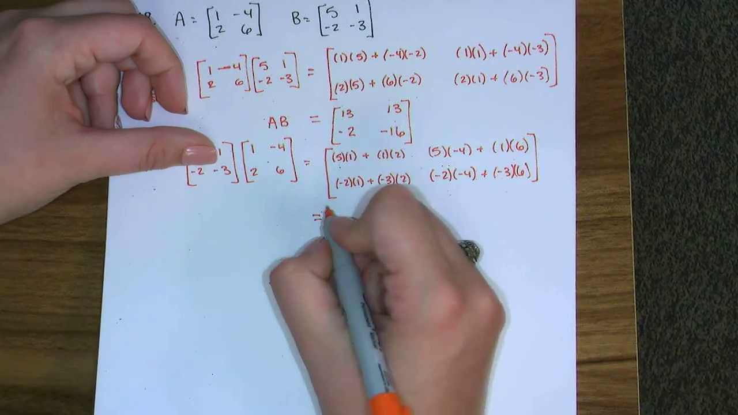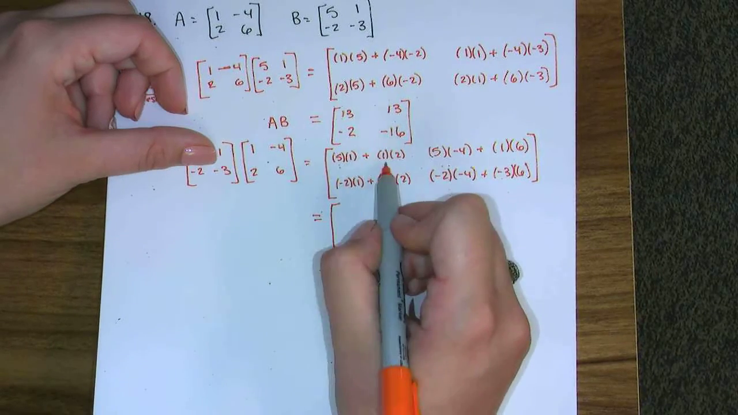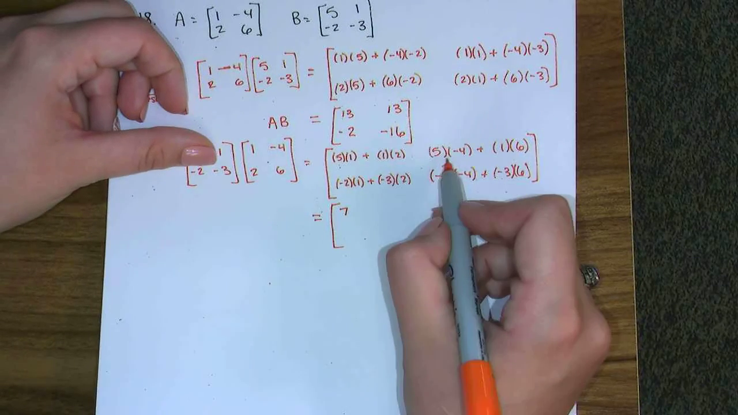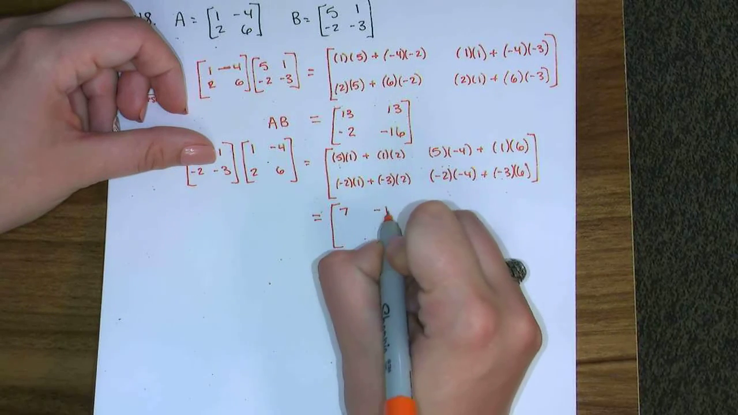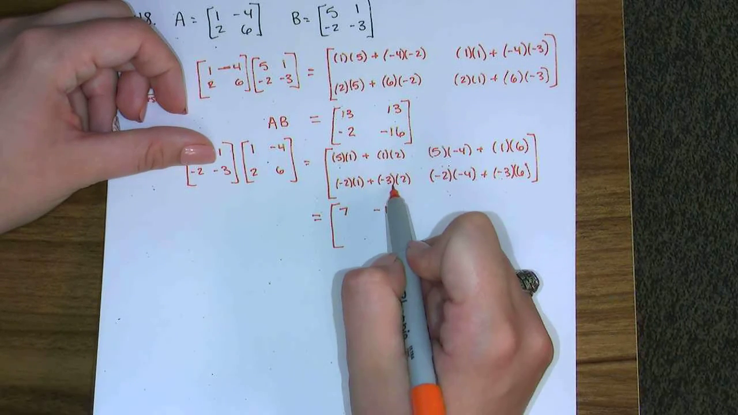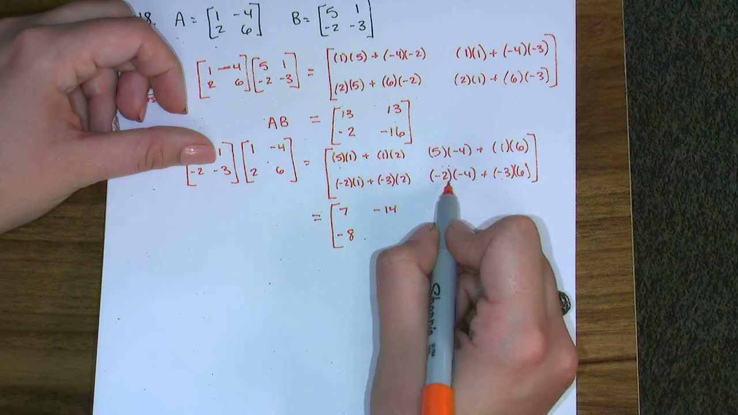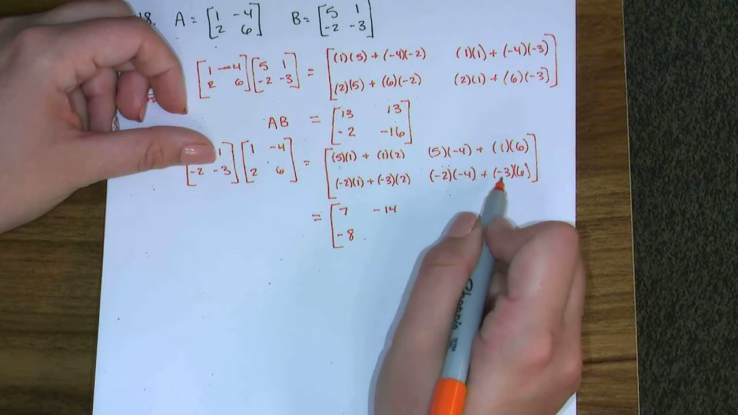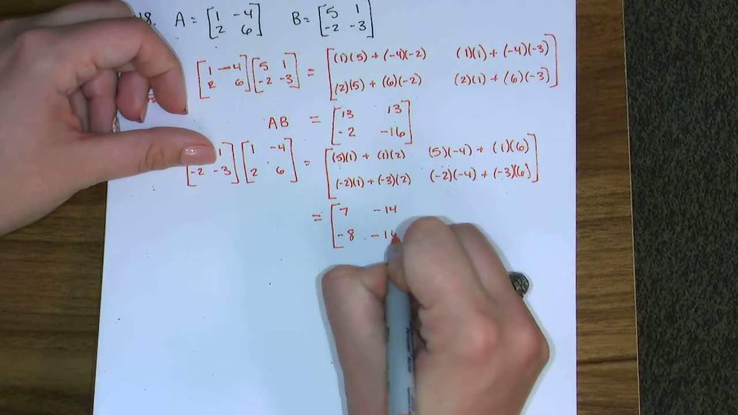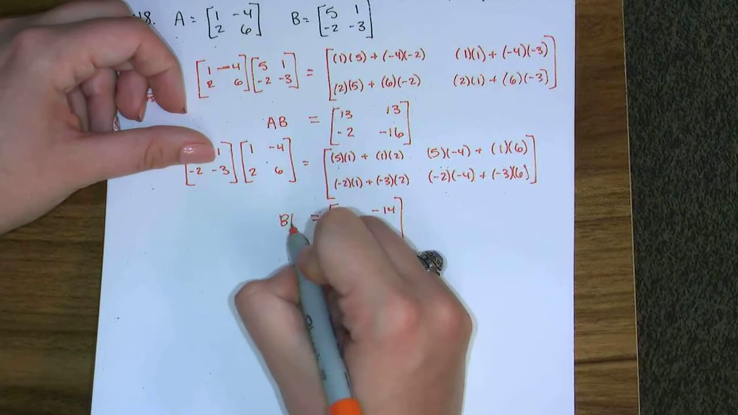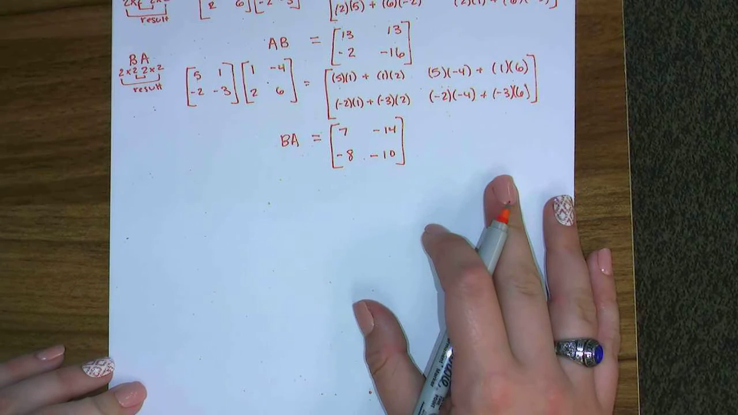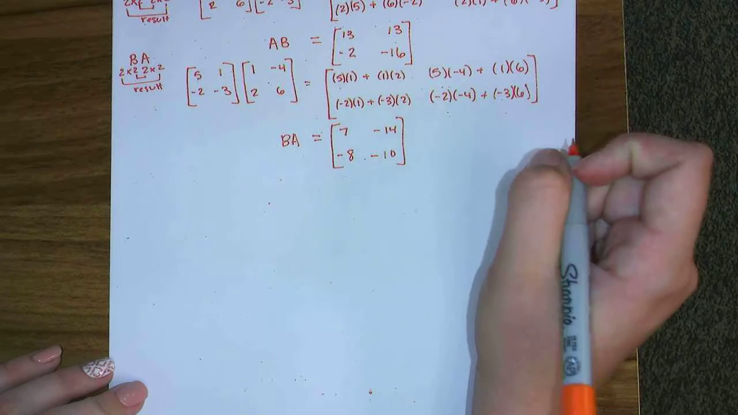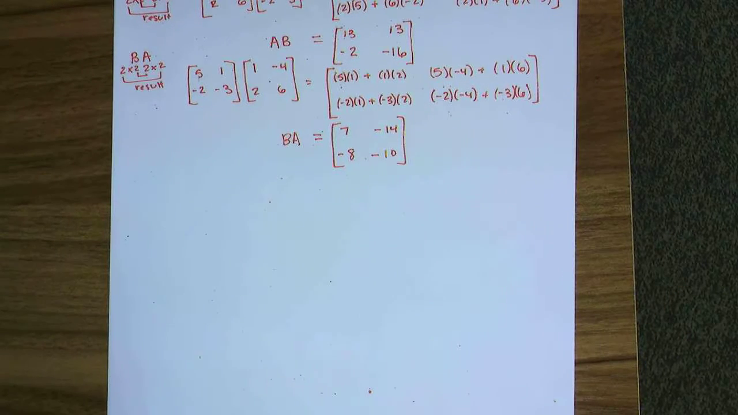And this gives us 5 plus 2 is 7. Negative 20 plus 6 is negative 14. Negative 2 minus 6 is negative 8. And let's see, this is positive 8 minus 18 is negative 10. So that's BA. Okay, and I would recommend you check these on your calculator. But since we're getting ready to do some on our calculator, I've already checked these ones, so I know that they're true.